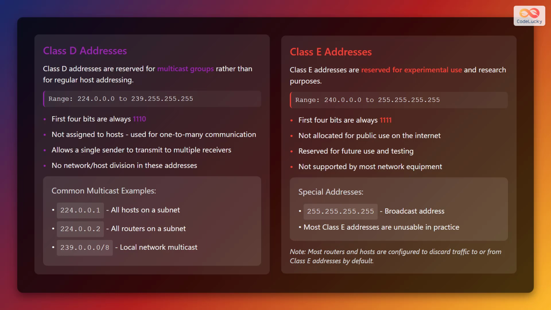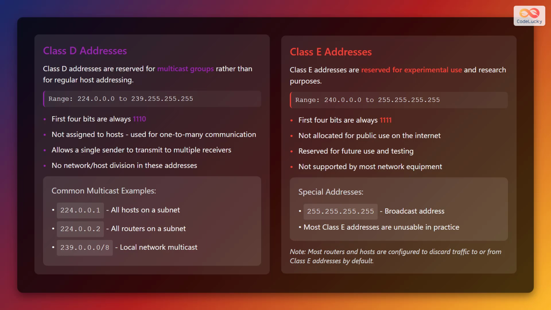Some common multicast examples are 224.0.0.1, which is for all hosts on a subnet, 224.0.0.2, which is for all routers on a subnet, and 239.0.0.0/8, which is for local network multicast.